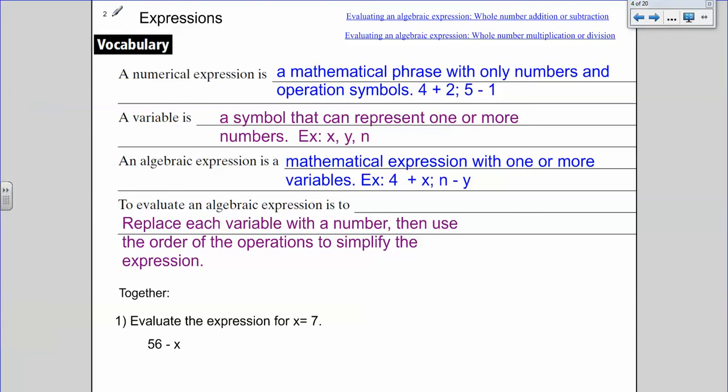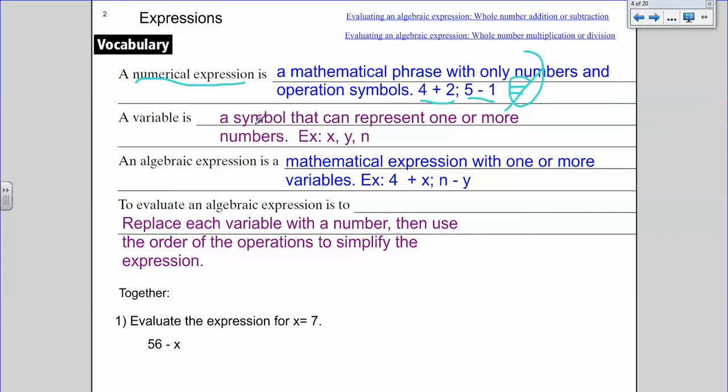Today we're going to be looking at our second lesson with patterns and variables, and we're going to be looking at expressions. So how do patterns play in with expressions? A few things we need to know about some vocabulary. A numerical expression is like a mathematical sentence, basically. So I only have numbers and operation symbols, anything like 4 plus 2, 5 minus 1. Notice I do not have equal signs. Equal signs we do not see with expressions.